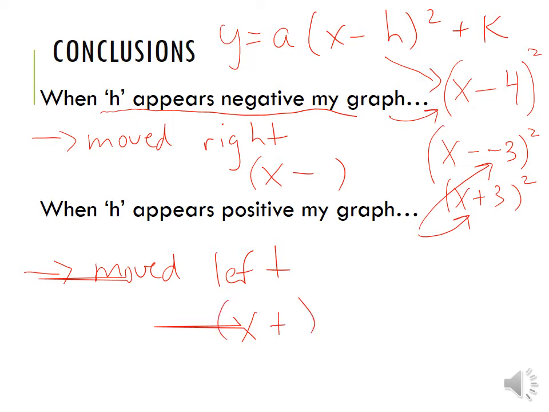So when it comes to the h value, or at least moving left and right, it's kind of opposite to how it appears, and that's just because it's always standard x minus. So if you see x minus, it goes to the right. If you see x plus, it goes to the left.